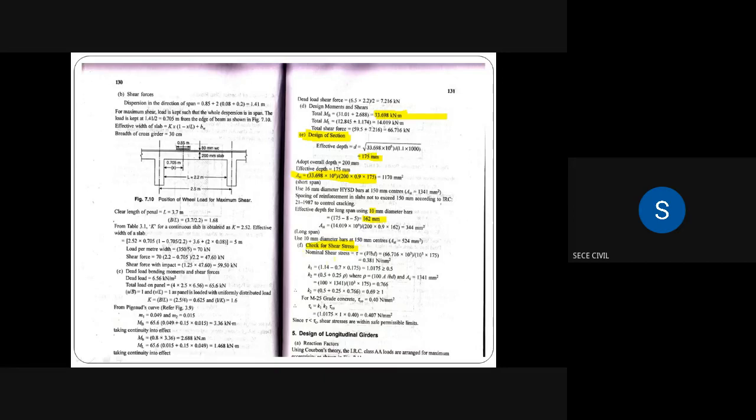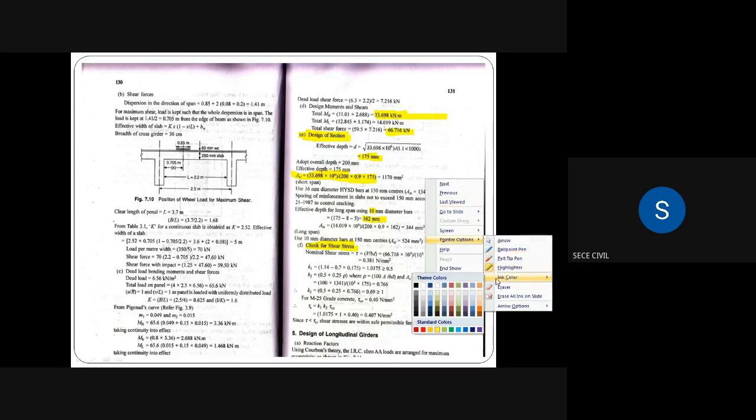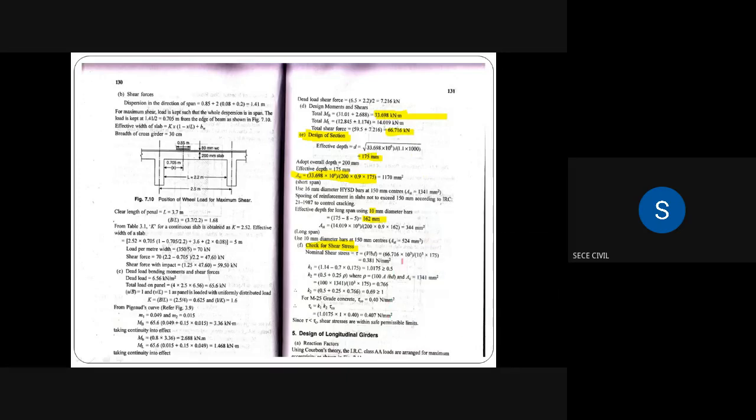After calculating the effective depth, AST and reinforcement bars, next is shear stress calculation. So check for shear stress. Nominal shear stress formula, we know tau is equal to V divided by BD. V, the total shear force we calculated as 66.76 kilonewton. So we are converting that into Newton, divided by BD. B for 1 meter width we are calculating, so 10 power 3 into D. Effective depth 175 mm only we have to take.